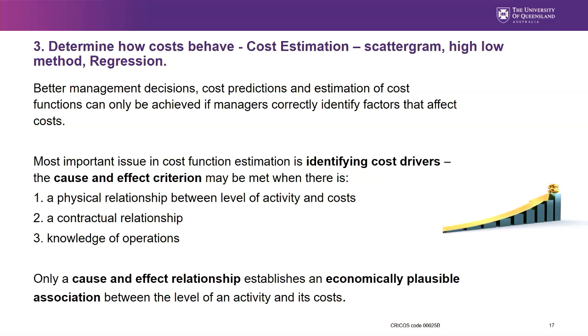We want to identify what is an economically plausible association between a particular level of activity and its costs. So what do I mean by economically plausible? Well, it has to be logical and make sense in terms of what the cost of that activity is. It makes sense because we see that materials go into each unit, and therefore with each unit we produce, we use more material, and therefore it causes more costs.